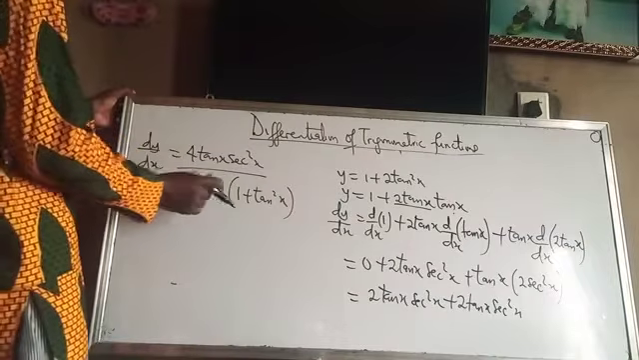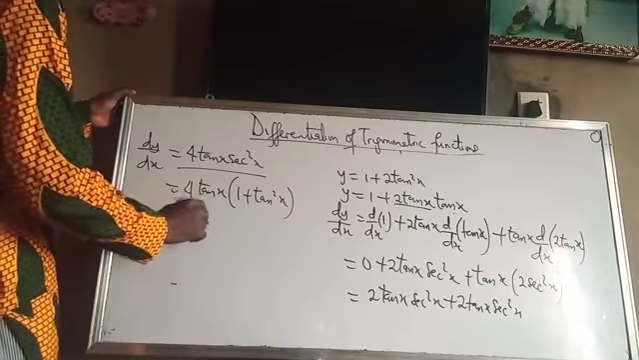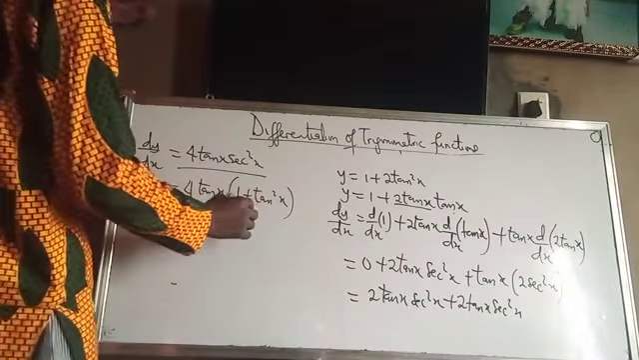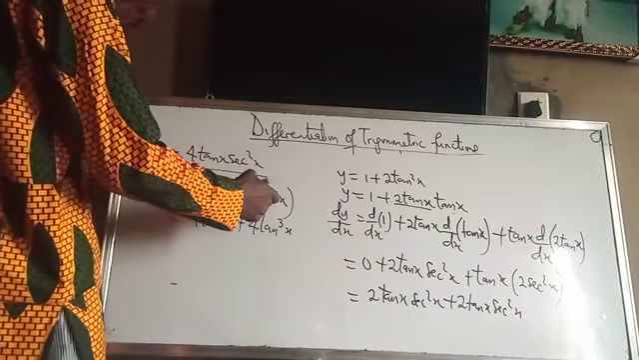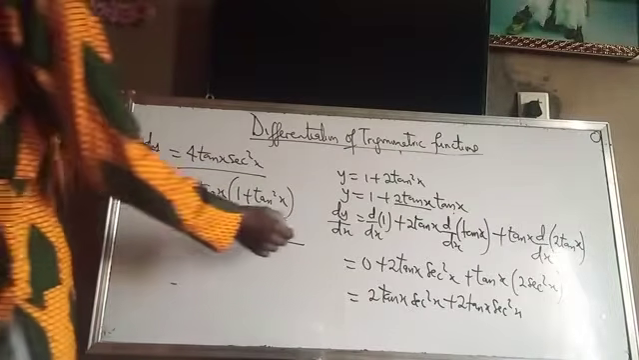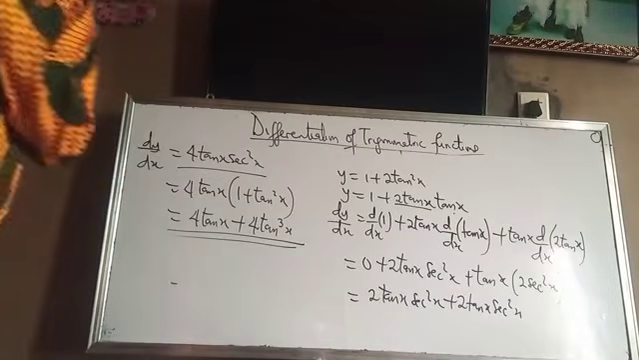So that means you will expand now. I have 4 tan x times 1, that's 4 tan x, plus 4 tan x times tan square x, that is 4 tan cube x. So that's going to be 4 tan x plus 4 tan cube x. So on this note, we have come to the end of this example.